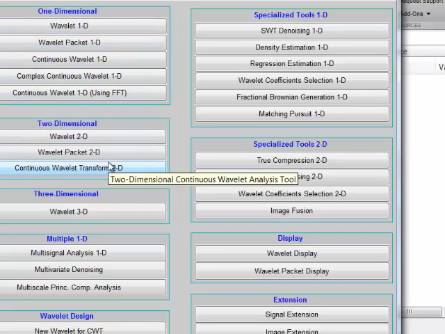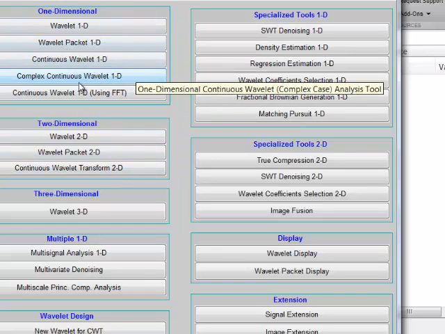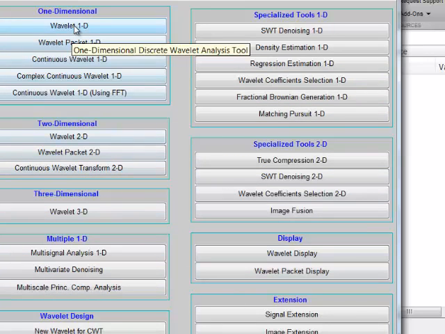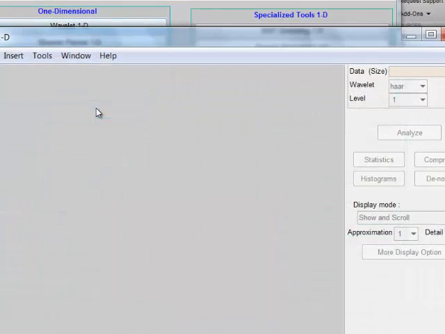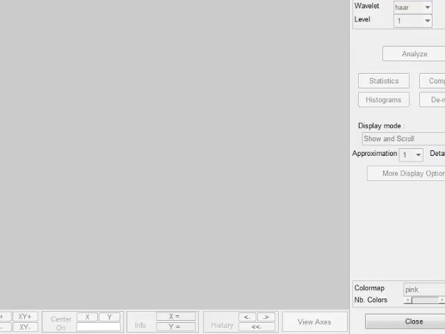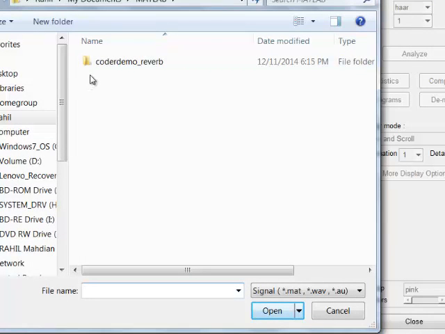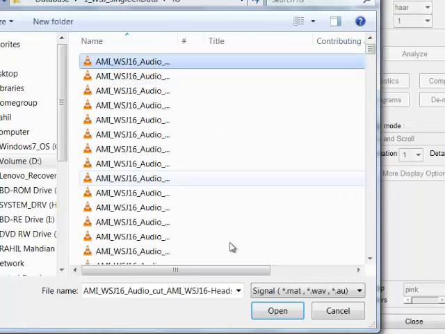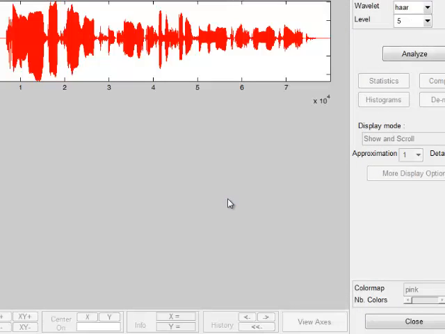You can have one dimensional signals, two dimensional signals, even three dimensional signals, and so on. One dimensional, for example, is everything like the speech signal. So you can easily load your signal. One signal, we can take maybe from the database. So this is a typical clean speech signal.